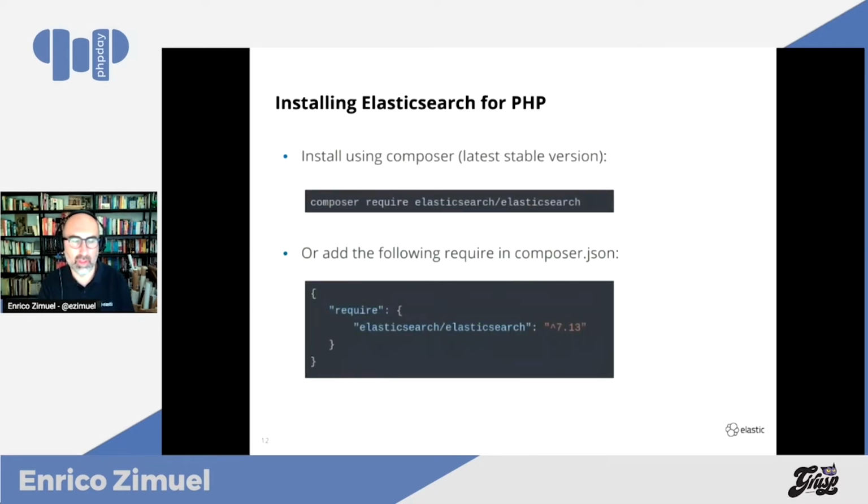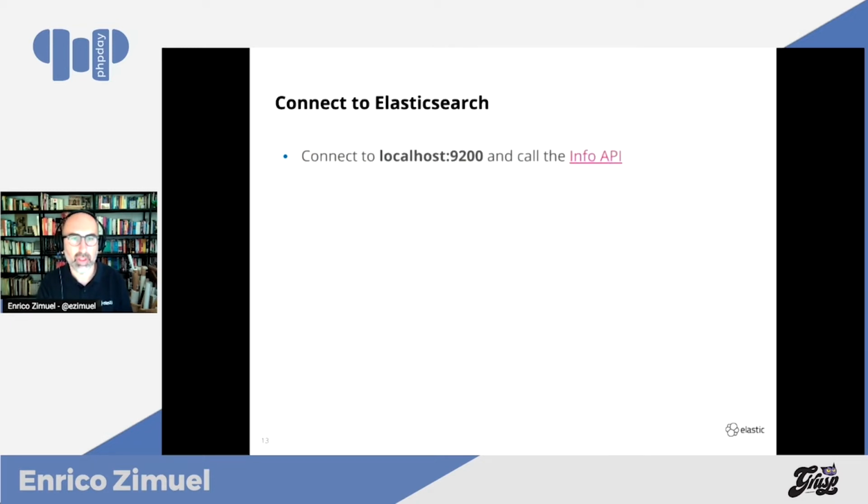How to install the library? Of course, using Composer. The name is elasticsearch/elasticsearch, or you can add it in composer.json as usual in the requirements.